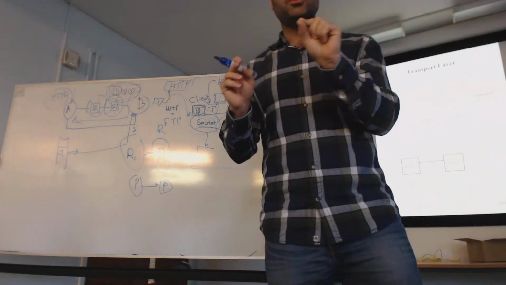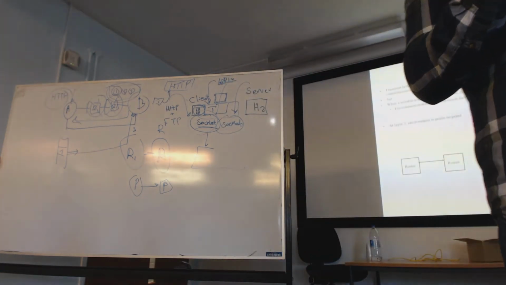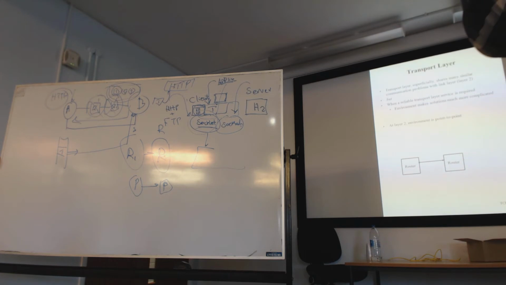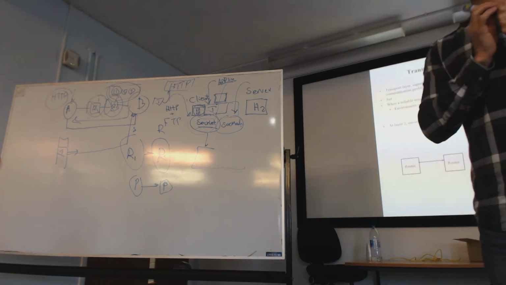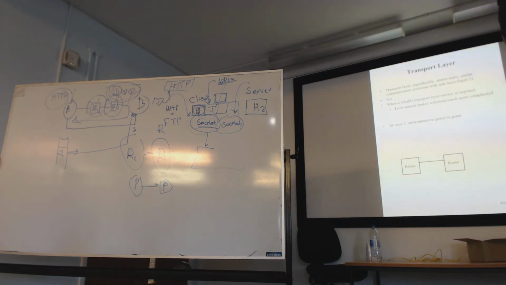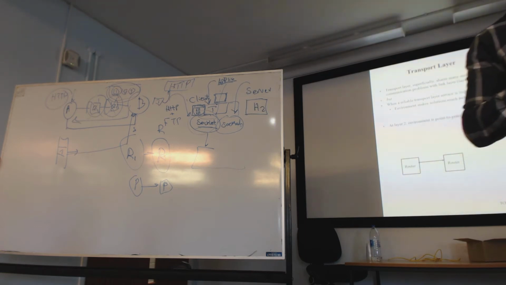But with layer 2, it's between the routers, and with layer 4, it's between the processes. That's it. These are very similar. And therefore, for me to arrive with a reliable service, both of them require a sliding window protocol. Okay?